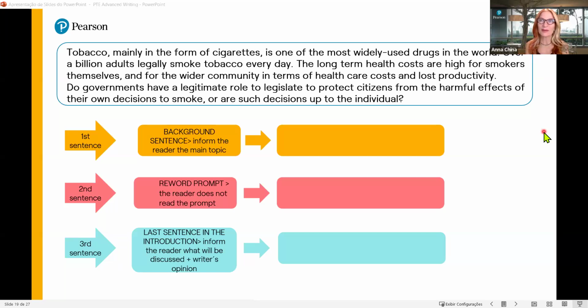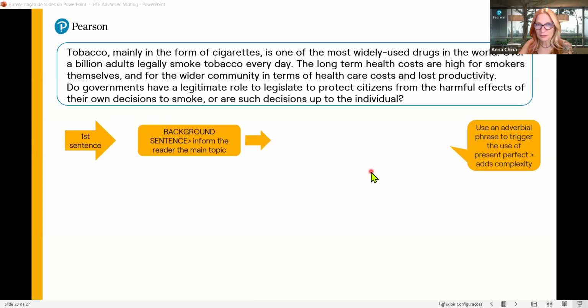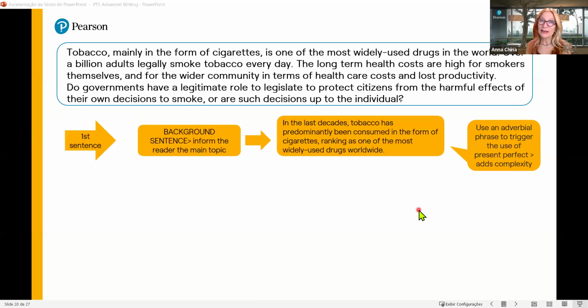Because I wouldn't say that tobacco is important. The debate on avoiding tobacco could be. So I would say, "In the last decades, tobacco has predominantly been consumed in the form of cigarettes, ranking as one of the most widely used drugs worldwide." So that would be a background sentence.